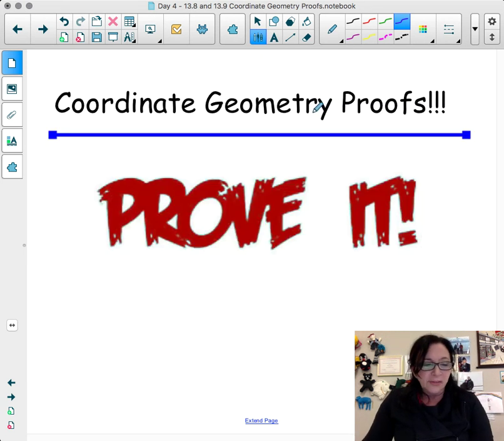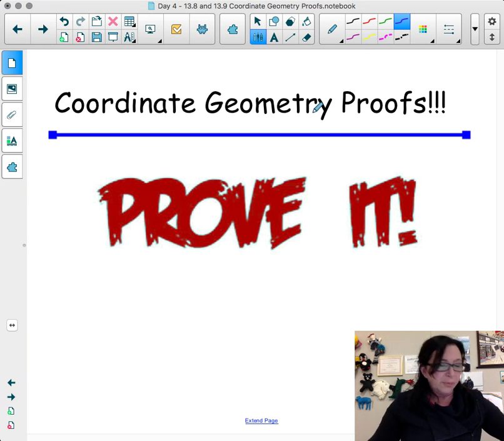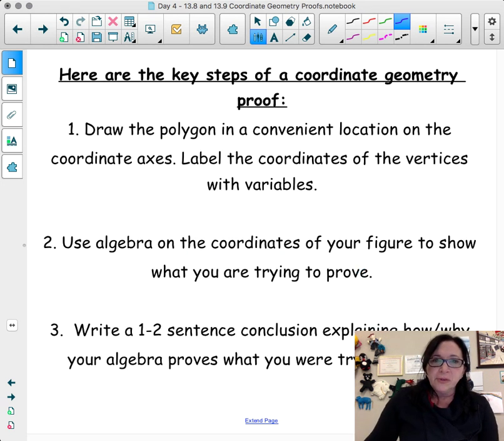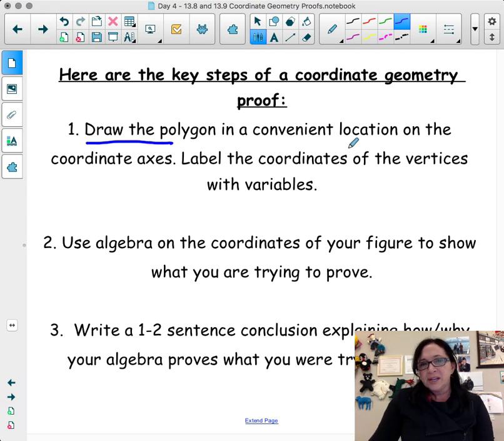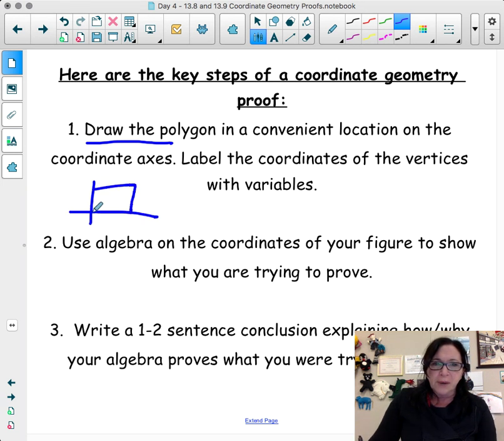So getting started with our coordinate proofs, there's a lot of ways to plan the proof, and there are key steps to planning it. So let's go over a few key steps. The first key step is to draw the actual polygon in a convenient location. We just talked about that. Try to put your shape, whatever it is, right on the axis. Right here, just lay it on there. This is the best place to put it.